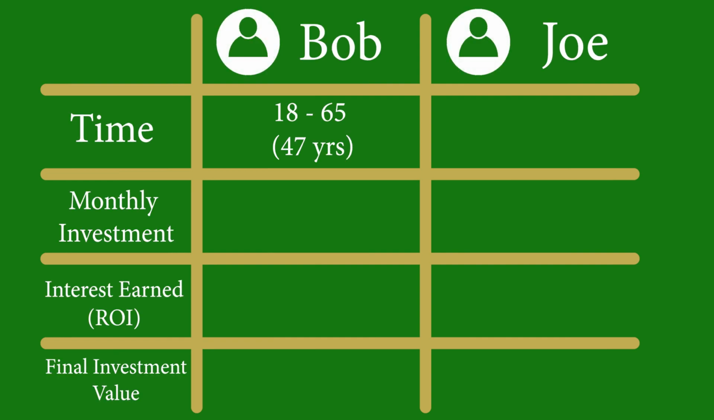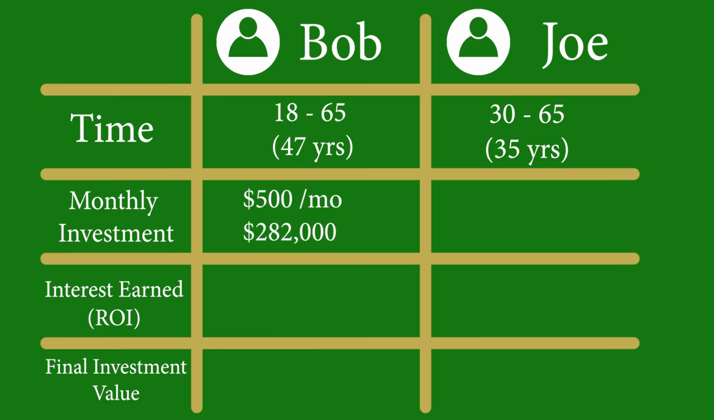The longer you hold an investment for, the more time you give it to compound and gain interest, and the more money you'll make. To see this in action, let's compare two scenarios. Bob starts investing as soon as he turns 18, but Joe starts investing when he turns 30. Bob invests $500 every month until he turns 65, earning 8% interest per year.